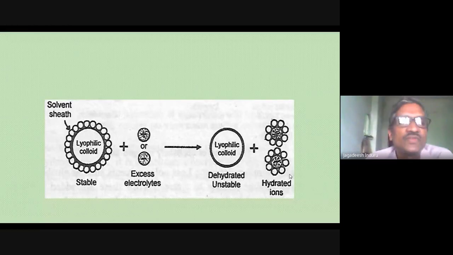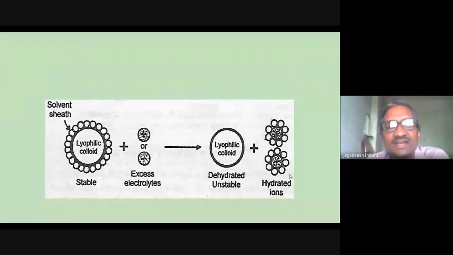That is the reason, if you see this figure, the solvent sheath effect is predominant and makes the lyophilic colloid stable. But when you add excess electrolyte, immaterial of its charge, whether positive or negative, whether the same as the Nernst potential or opposite to it, what will happen when you add it in excess? It will dehydrate the lyophilic colloid and make it unstable, because in lieu of your colloid, the electrolyte is getting hydrated, causing the dehydration effect on the lyophilic colloid. This is what you are going to represent in the diagram.